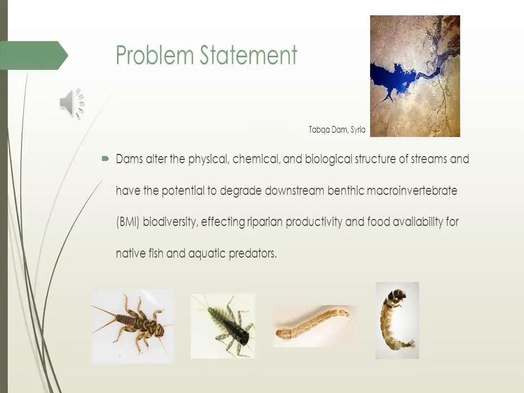An example of the kinds of effects dams can have on the landscape. Here's a large dam on the Euphrates River in Syria, and you can see the physical changes even from space. So you can only imagine what this does to water quality and chemistry and habitat on a smaller scale.